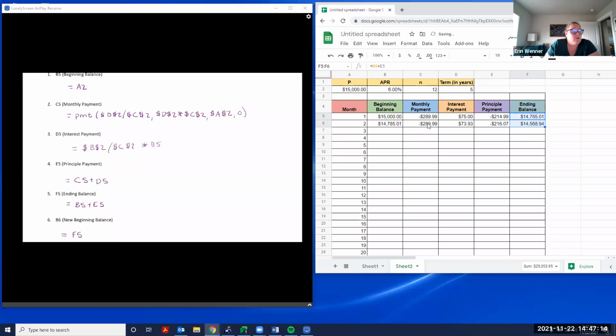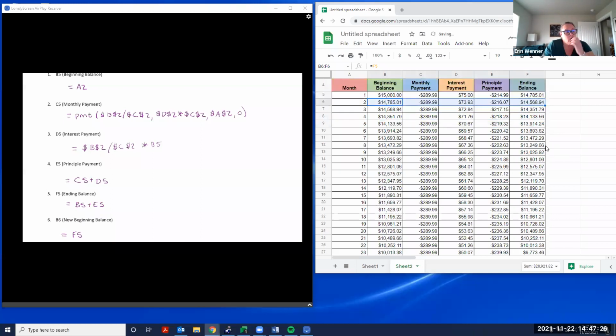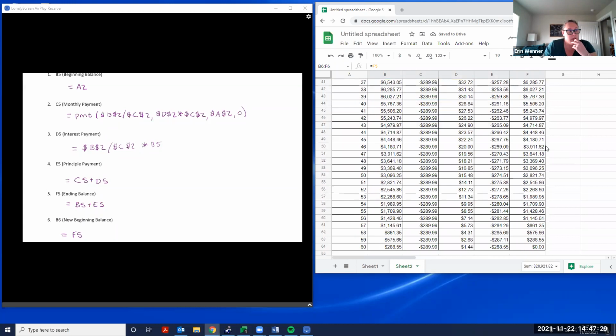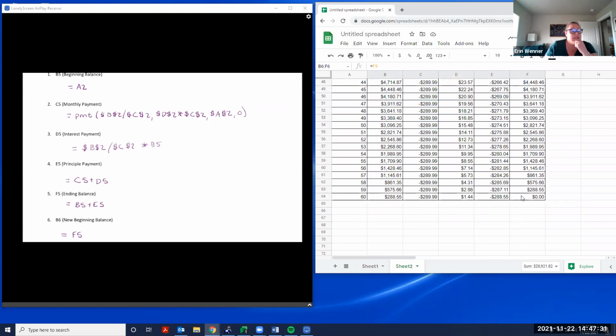And the purpose of pulling them down 1 is I can now highlight from B6 over to F6, double click on this blue box, and it's going to fill my whole amortization schedule in for me. And you'll notice it does come out to $0 after 60 months. Great. That's what we wanted, right?